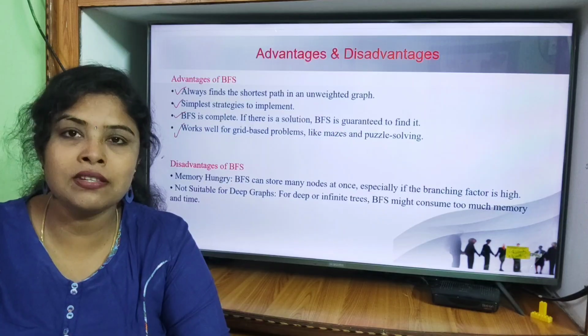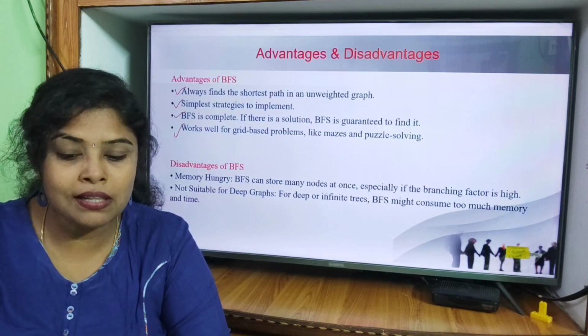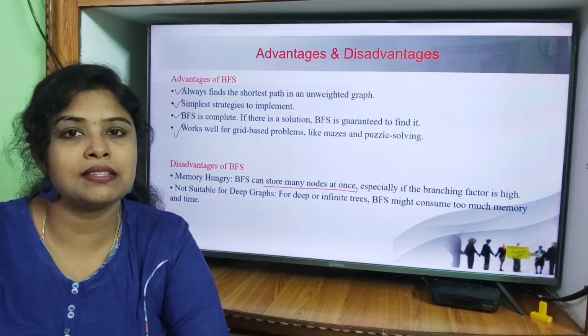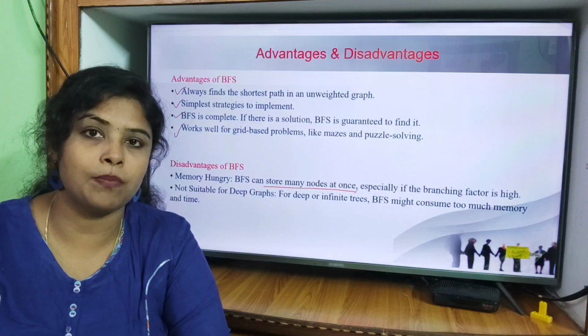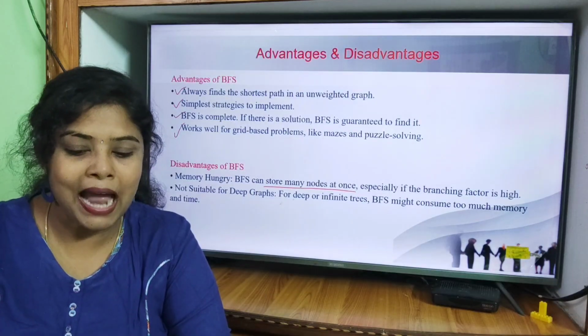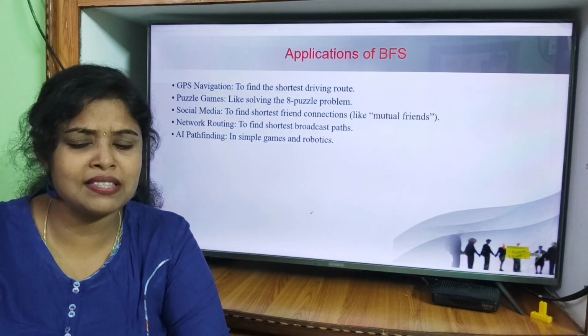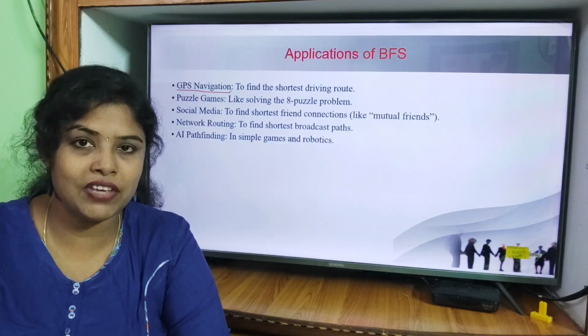Coming to the disadvantages of BFS, we call it memory hungry. That is, it will store the information related to all the nodes that it is visiting. And since it needs to visit all the nodes, it will occupy more memory space, and it is not suitable for deep graphs.